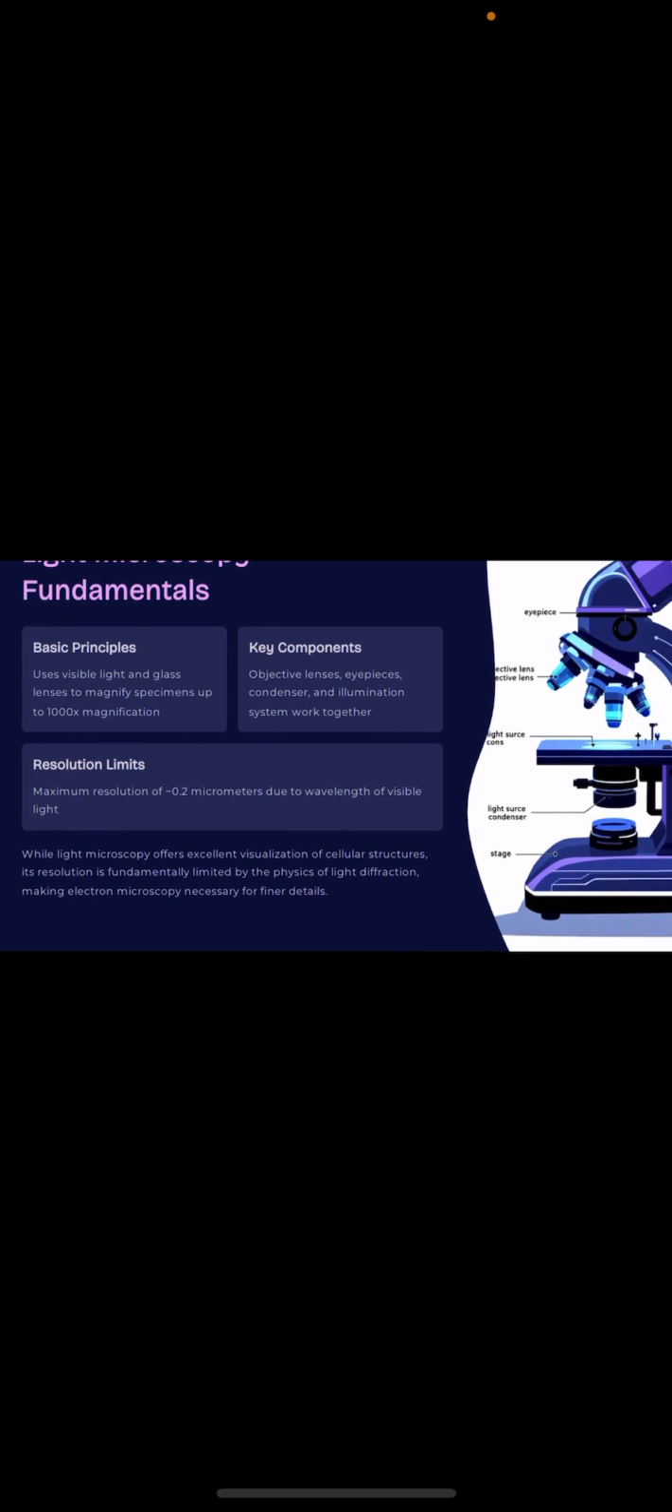Now, light microscopy fundamentals, basic principle to key components. In easier words, I will tell you, a light microscope uses visible light and lenses, and it's common in biology labs. You can find a light microscope very commonly in any science department, or any life science department, and it has a magnification up to 1000x.